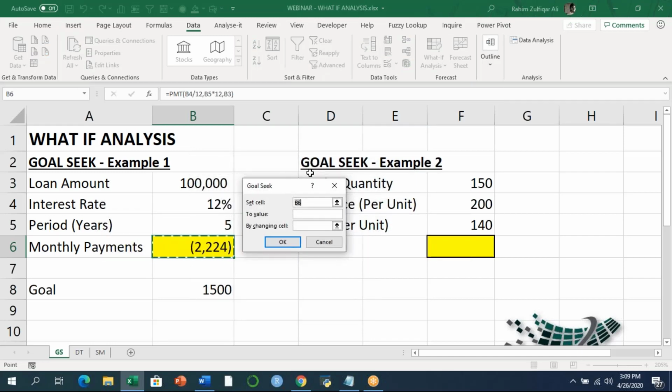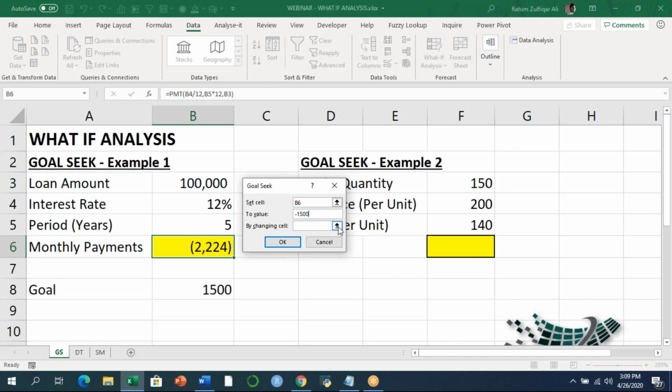Try to understand it. We have three fields. Number one field is Set cell. So we need to set the cell of the monthly payment, which is B6, to negative 1500. Why negative 1500? Because it's a cash outflow. So whenever cash is going out, it's shown as negative, right? So it's a cash outflow. We need to set B6 to minus 1500 by changing cell.